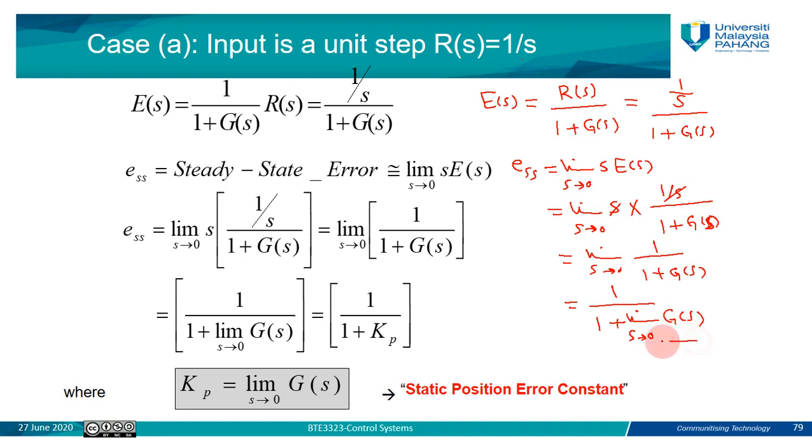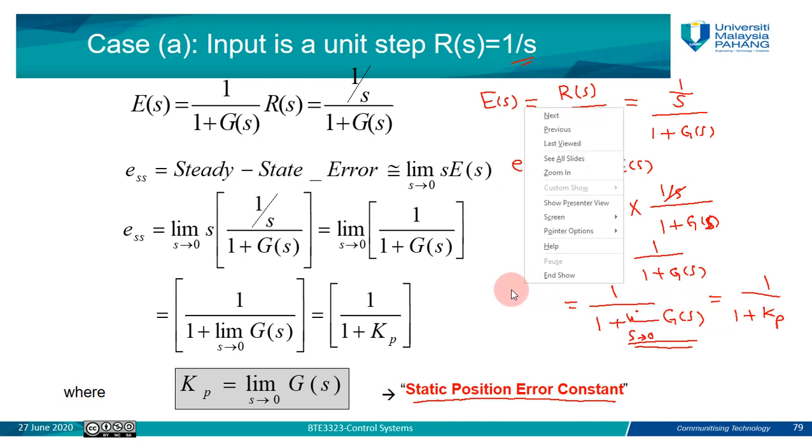This formula, limit s goes to 0 of G(s), we call it the static position error constant, which is Kp. So we substitute this by 1 over 1 plus Kp. From now, if you have input of 1 over s, you just need to find the value of Kp. Then you substitute Kp here, and you are going to find the steady state error for your system. Now we have different values of Kp, which depend on the type of the system.